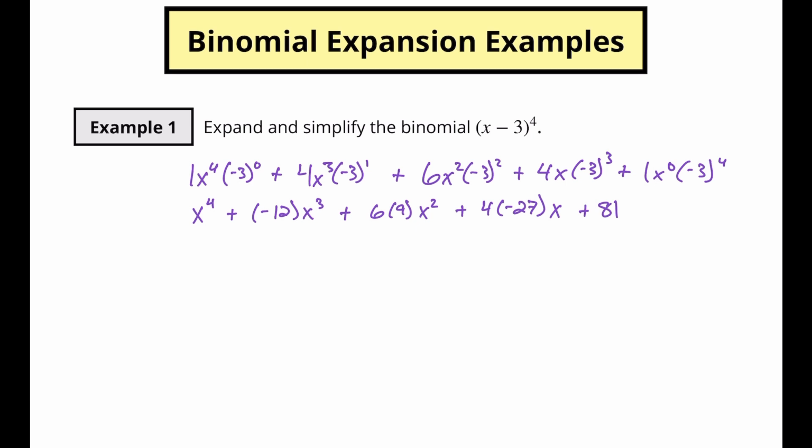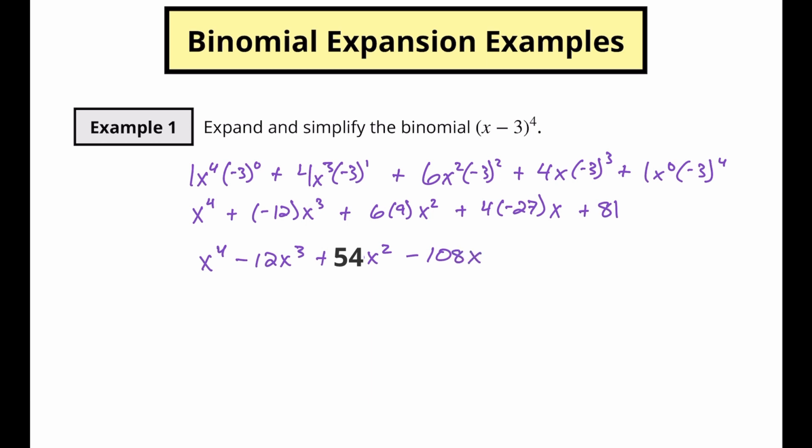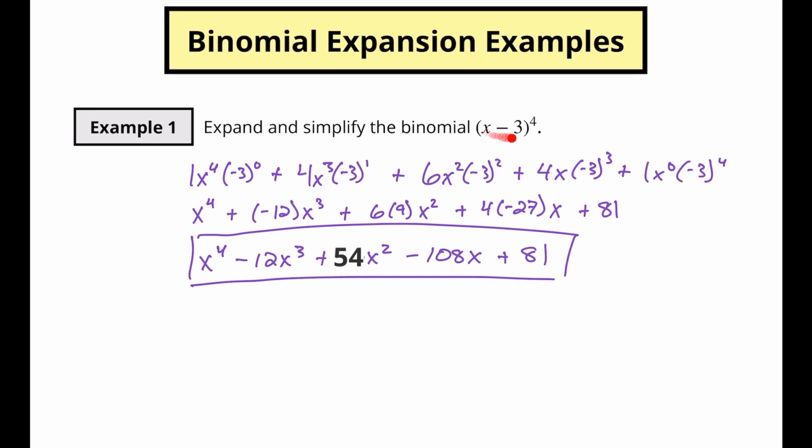And now we just need to do one last little bit of simplifying here. And we have x to the fourth minus 12x cubed plus 36x squared minus 108x plus 81. And this is this thing, x minus 3 to the fourth power, expanded out.